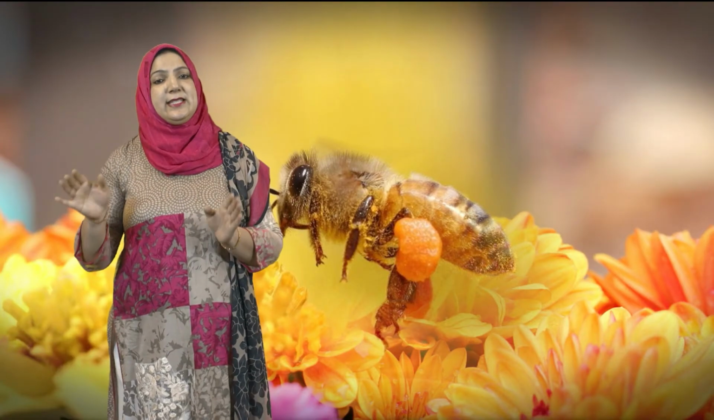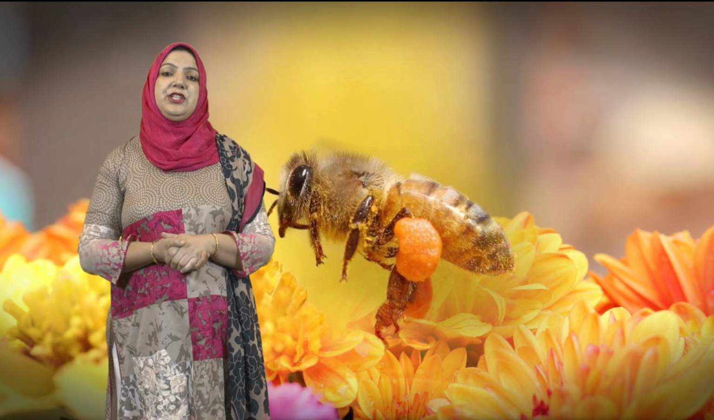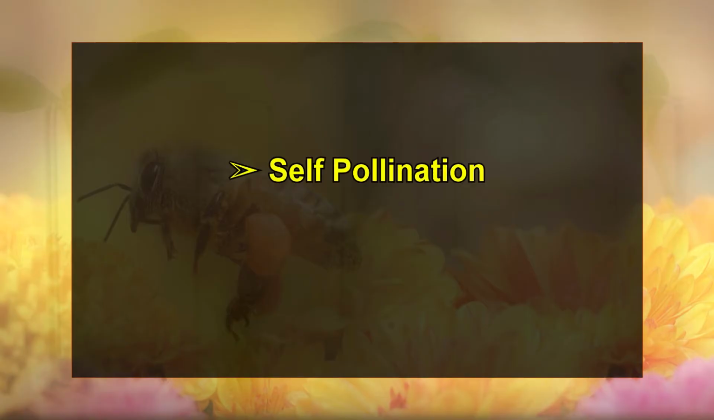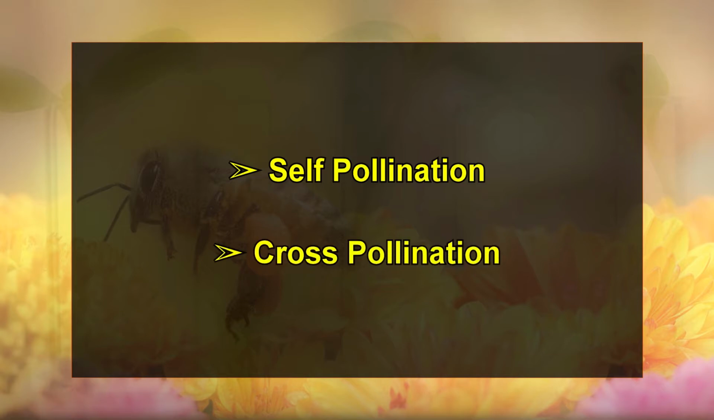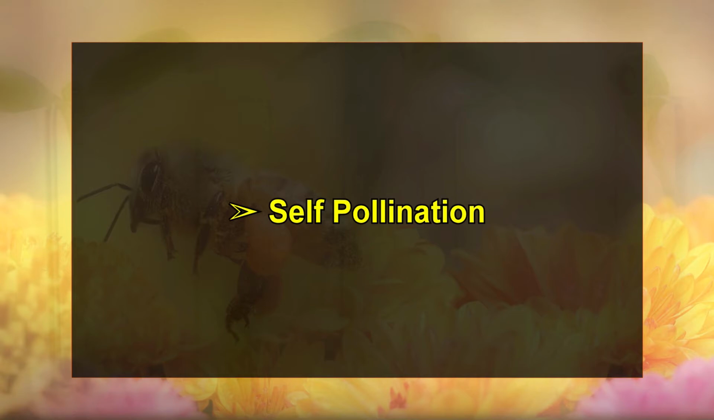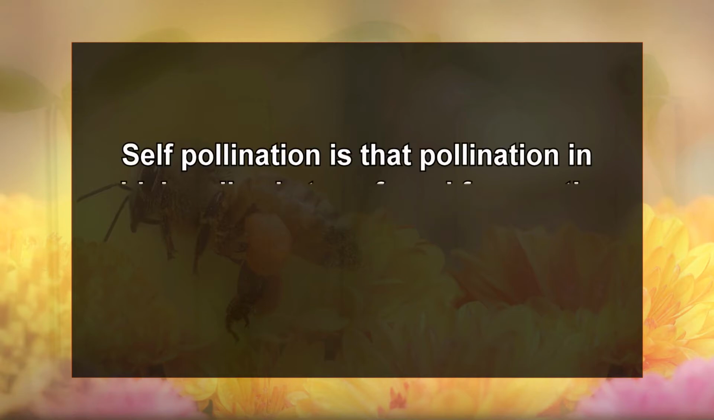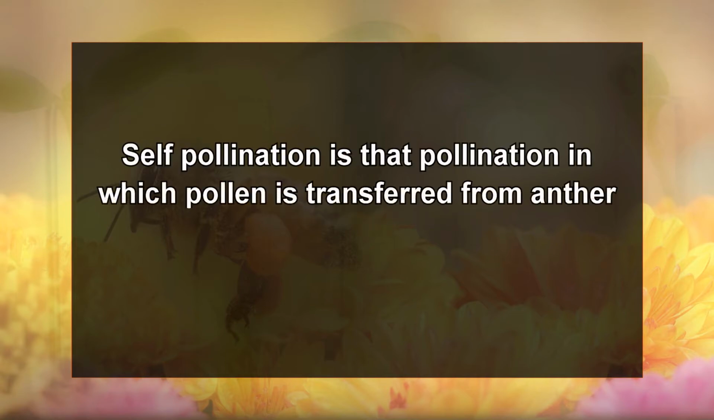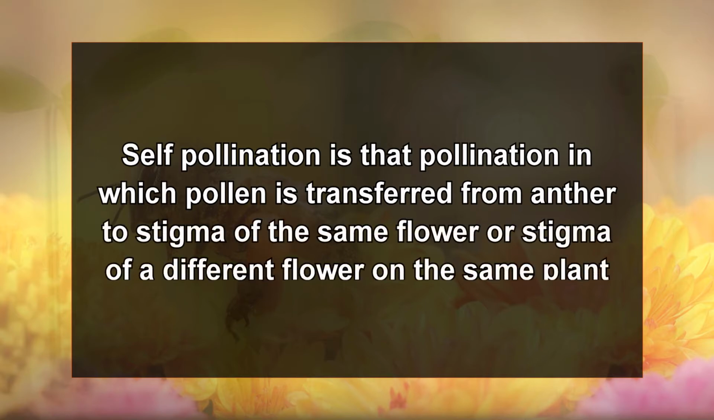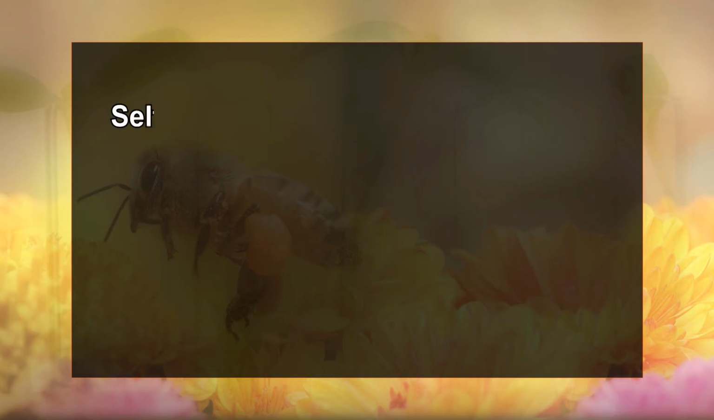Based on the destination of pollen grains, pollination is fundamentally of two types. Number 1, self-pollination, and number 2, cross-pollination. First of all, let's see what self-pollination is. Self-pollination is that pollination in which the pollen is transferred from anther to stigma of the same flower or stigma of a different flower on the same plant.